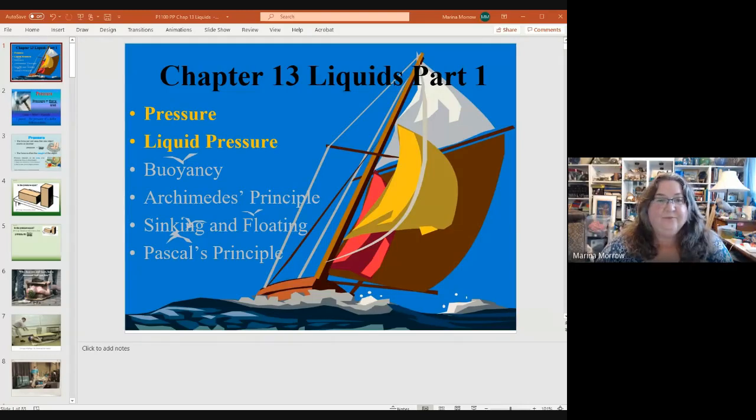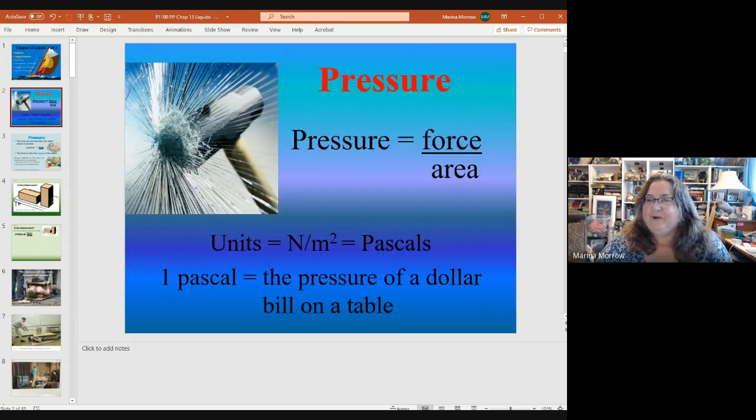Okay, so we're going to be looking at chapter 13, which is about liquids and pressure. And so part one, we're going to cover pressure and liquid pressure. And let's just look at that definition of pressure first. So the idea with pressure is that pressure is force divided by area.